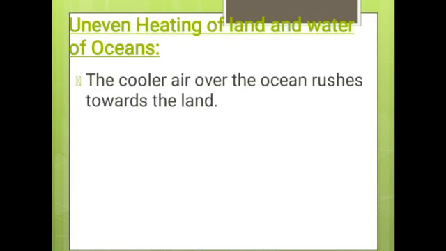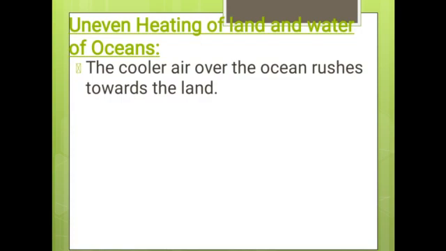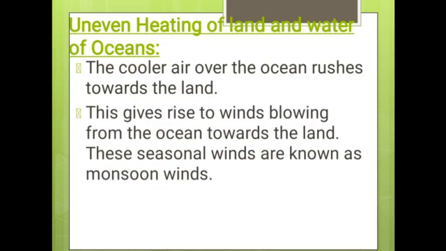See, during summer, the land near the equatorial regions gets heated up faster than the water in the ocean. So the air above the land gets heated, rises up and produces a low pressure area. The cooler air over the ocean rushes towards the land, and this gives rise to wind blowing from the ocean towards the land, and these seasonal winds are known as monsoon winds. Monsoon winds carry a lot of water from the ocean and cause heavy rainfall.